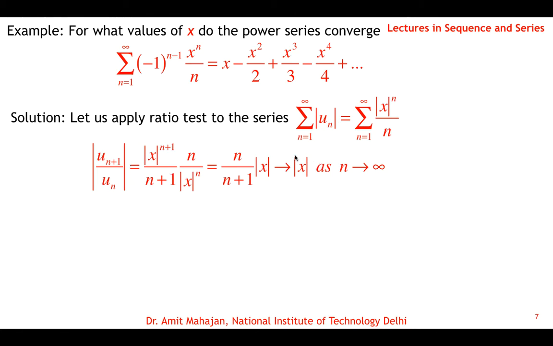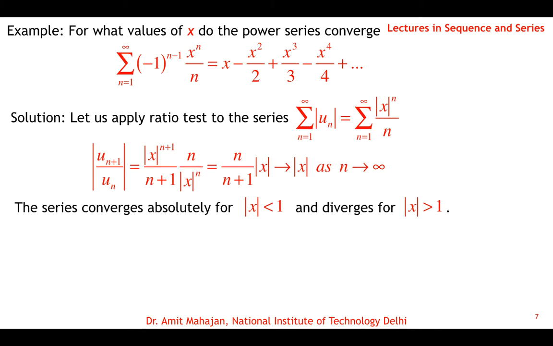So that means the absolute value of x must be less than 1 for this series to converge absolutely. The series converges absolutely when the absolute value of x is less than 1, and this immediately says that it diverges for all x satisfying absolute value of x greater than 1. We also need to check the endpoints. Minus 1 to 1 is the interval, so what happens at x equals 1, and what happens at x equals minus 1?